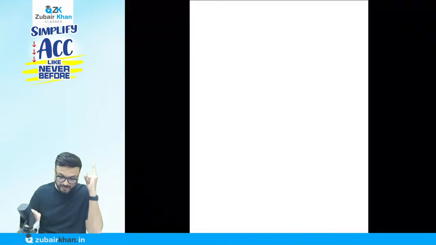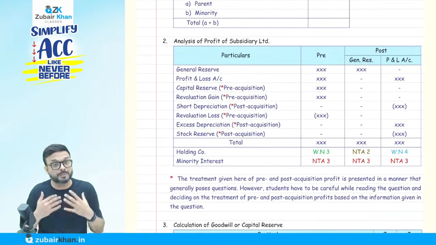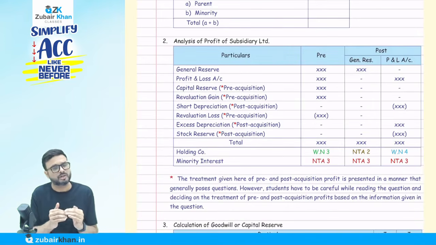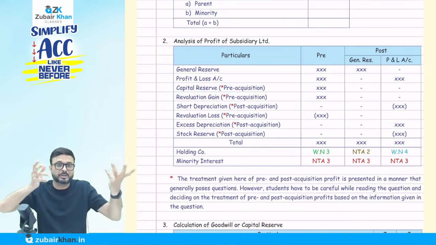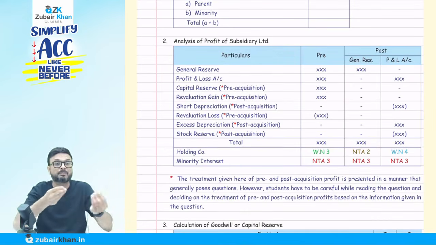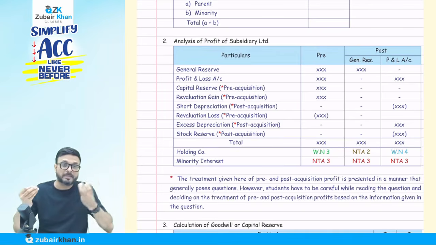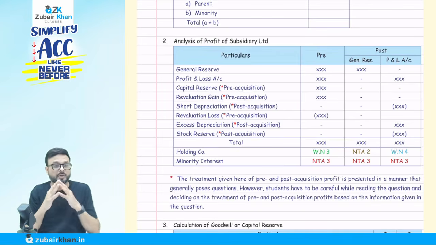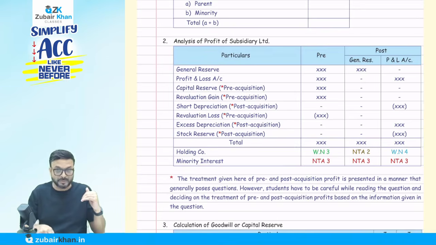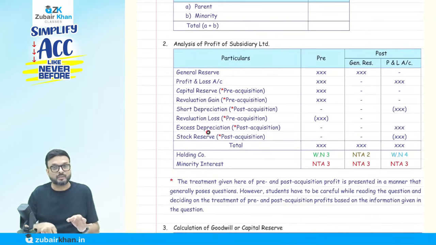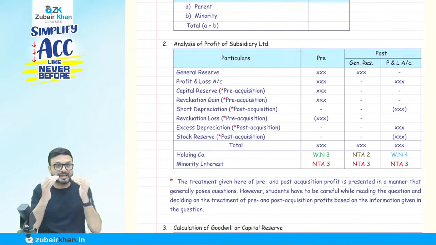The challenge students face, with due respect to the ICAI study material, is that you get confused about where the figures are coming from. This chapter is all about numbers calculation, and there are so many numbers, pre, post, minority and so on. So in every question we have to prepare working note 2, which analyzes the profit of the subsidiary company, and I know what is going to come in pre and what in post.